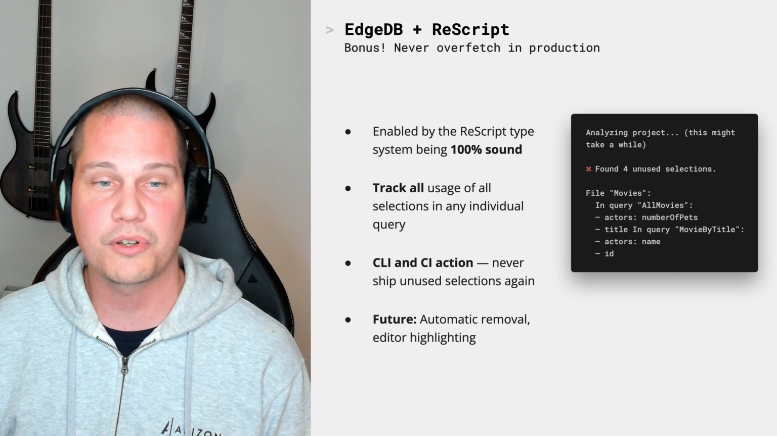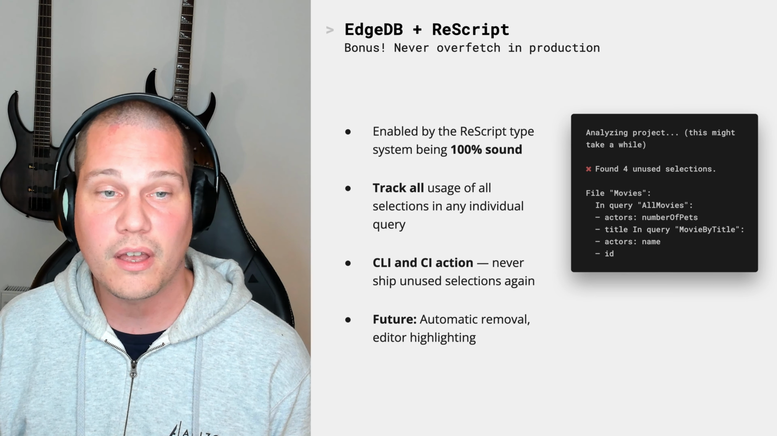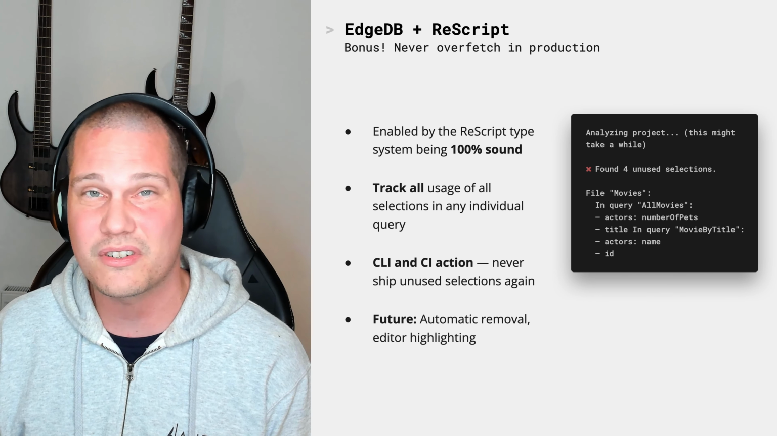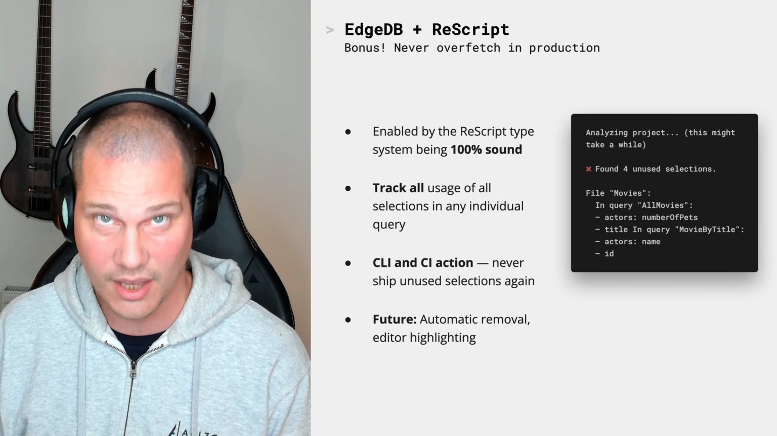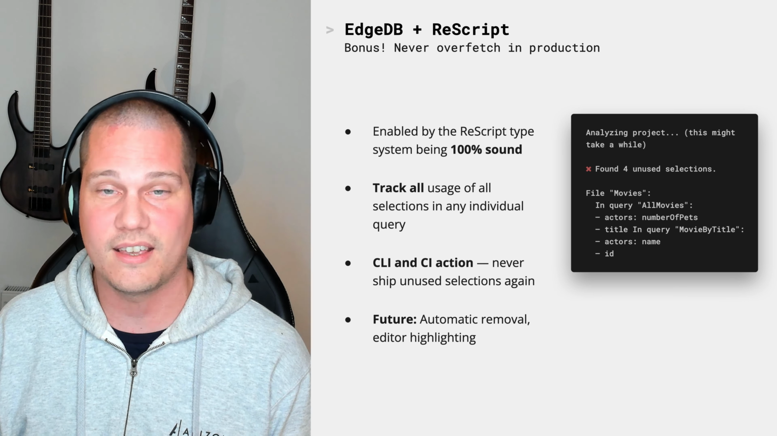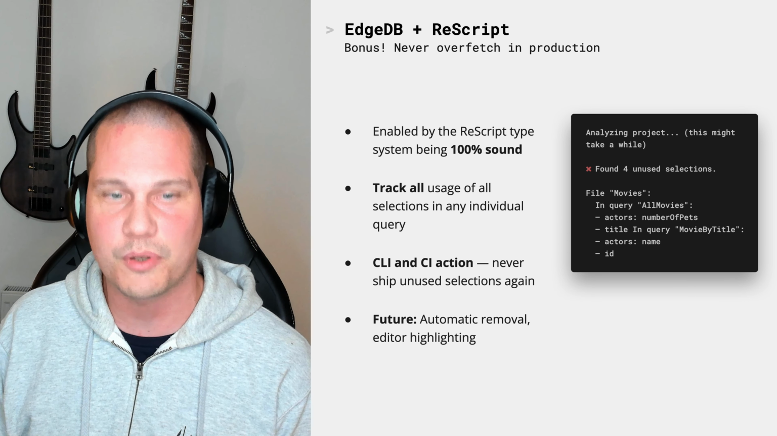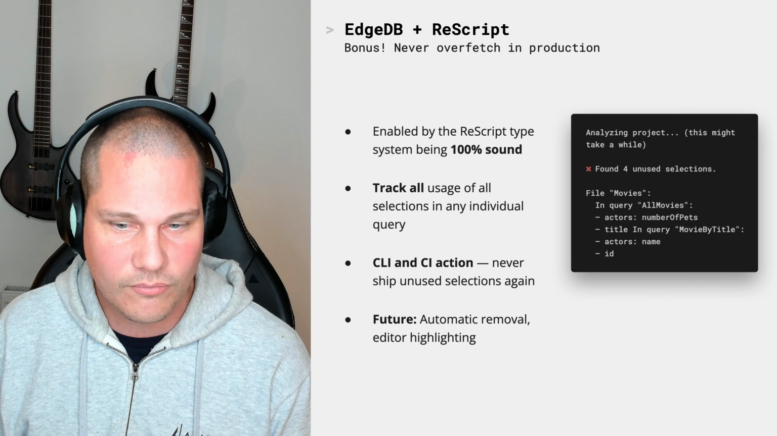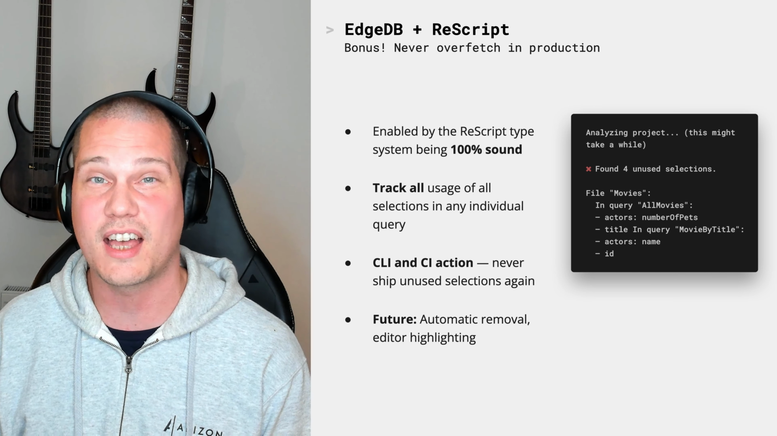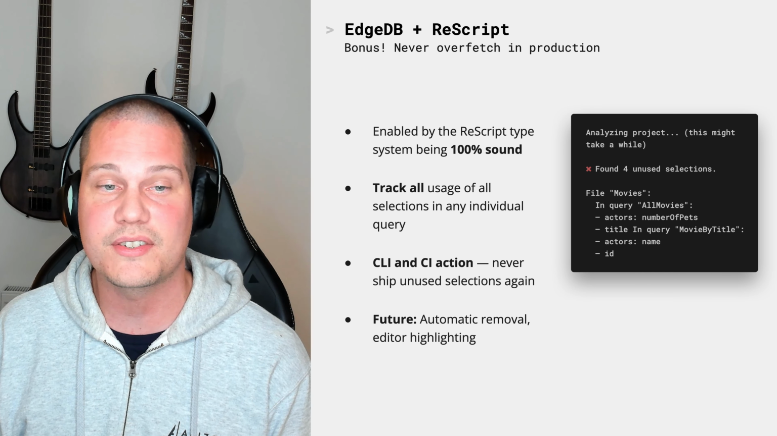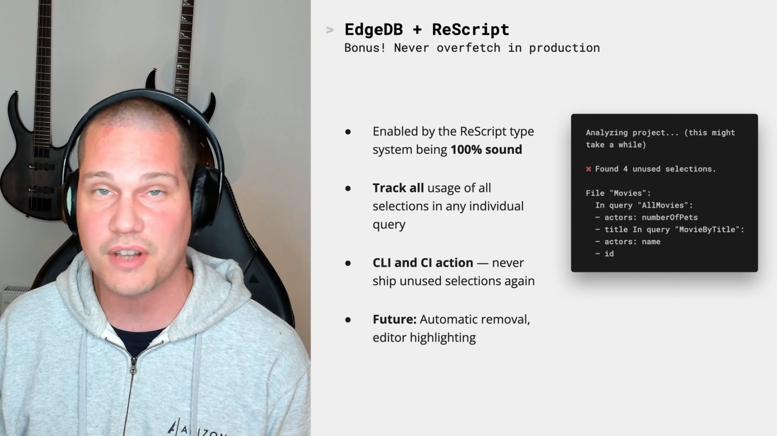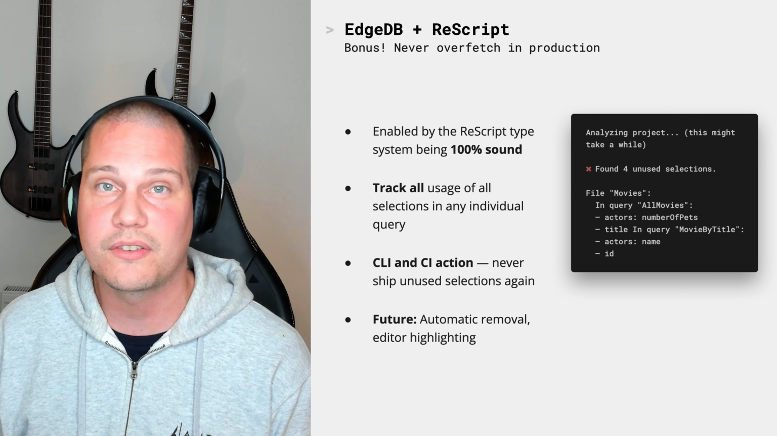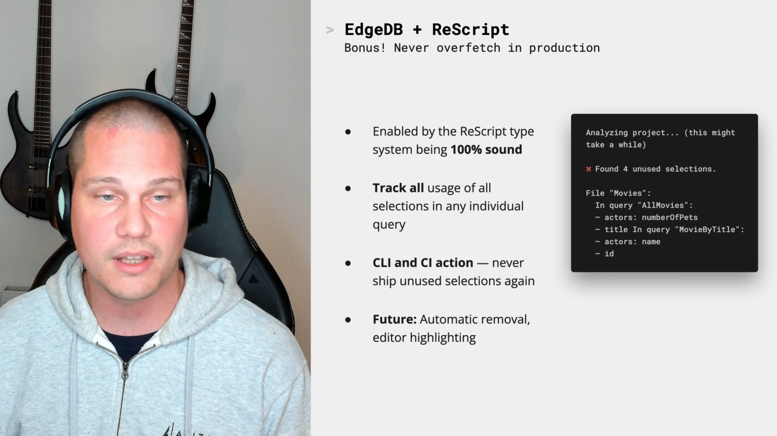So all of this is possible because of ReScript's type system, and because ReScript as a language is small and simple. So doing this type of fairly advanced static analysis at compile time is, I wouldn't say easy, but still it's possible to do in a sane way. The CLI also includes a CI mode, so you can run this in your CI and make sure that you break CI if you have selections that you're not actually using. So you can prevent overfetching from ever reaching production, essentially.